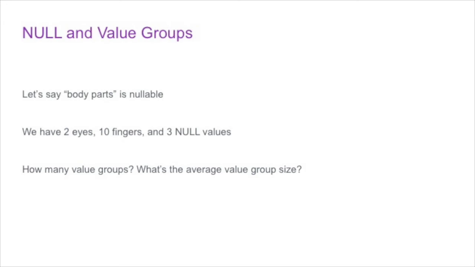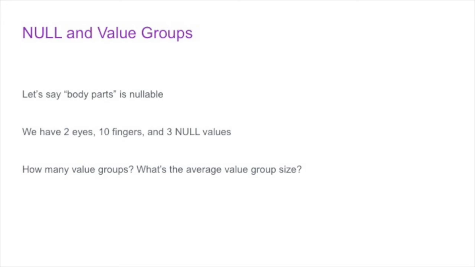How many value groups are there? And what's the average value group size? 3 and 5. Do you think there are 3 value groups and 5? So that's 15 divided by 3 groups, and the 3 groups are eyes, fingers, and null. Great. Anyone have any other ideas about how many value groups?